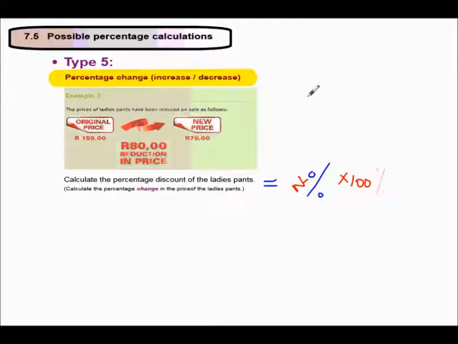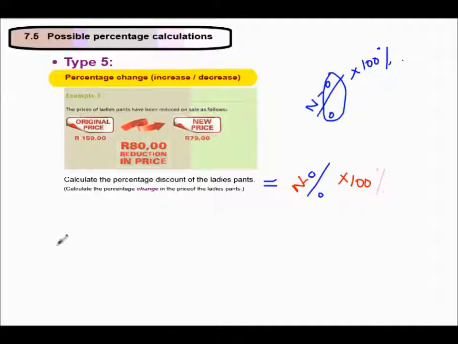Another way of looking at it, my answer must be a percentage. So once again, I can write new minus old over old times by 100%. These two end ones are always the same. So let's have a look what's happening here. Original price, or the old price, was 159. The new price is 79 Rand.